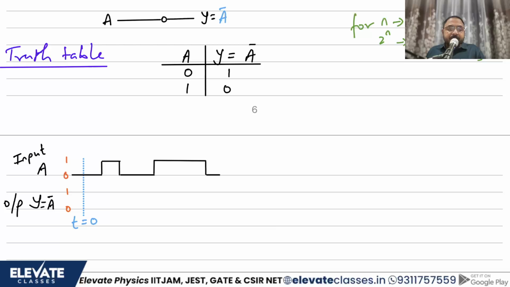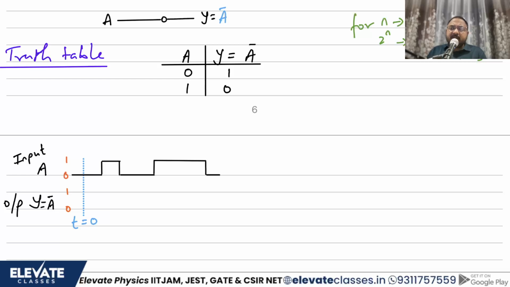Now, what if we have some kind of timing diagrams? In digital electronics, we have timing diagrams. Basically, what is a timing diagram? It just gives you the value of the inputs with respect to time. So this is time t equal to 0. How do the values fluctuate from this time onwards?